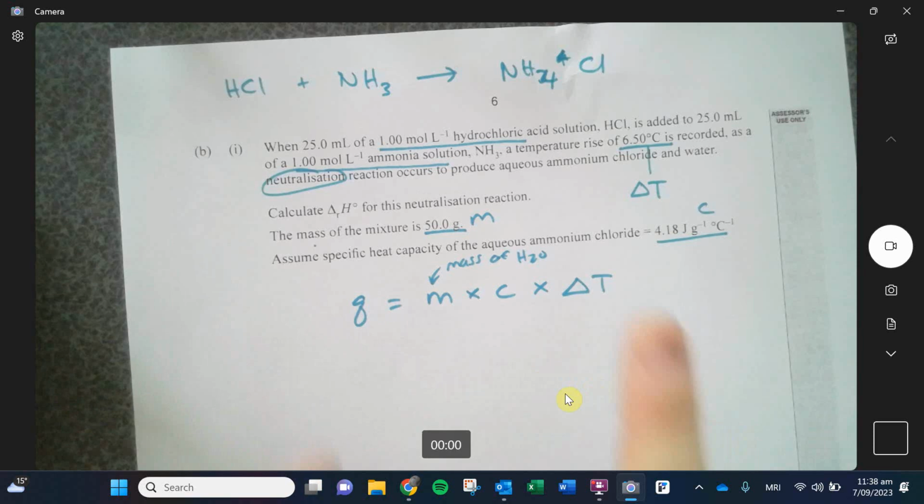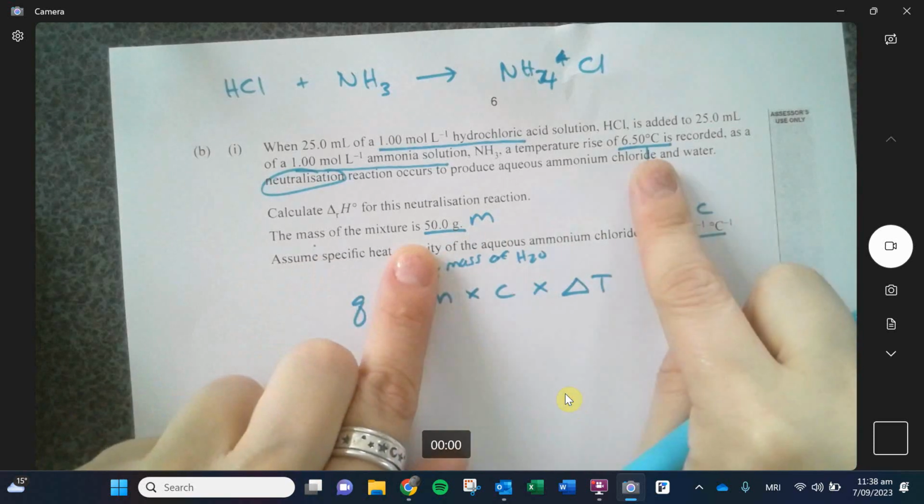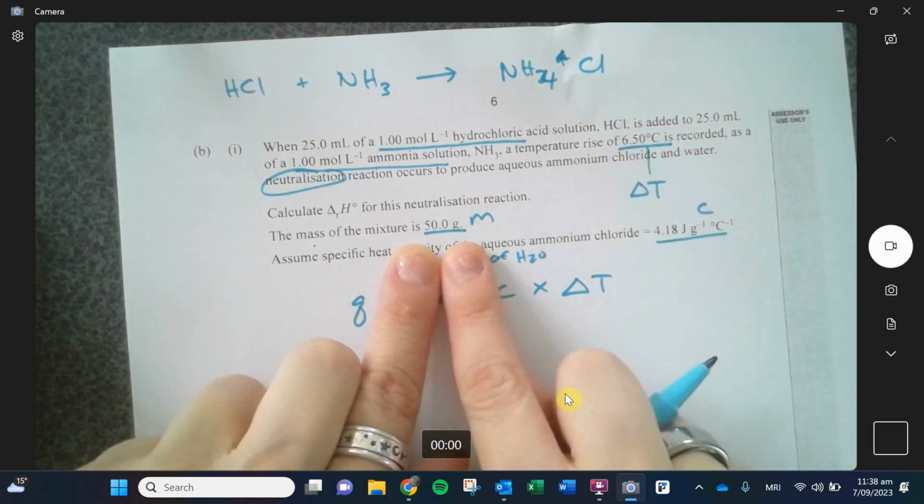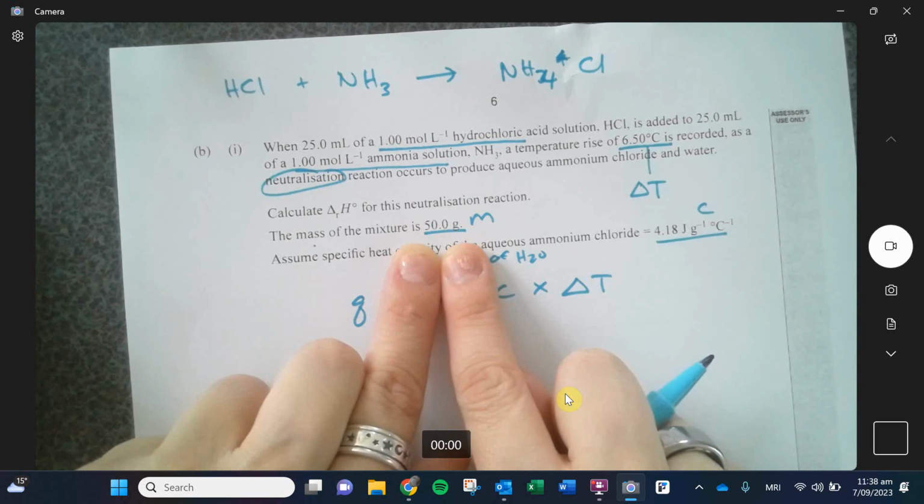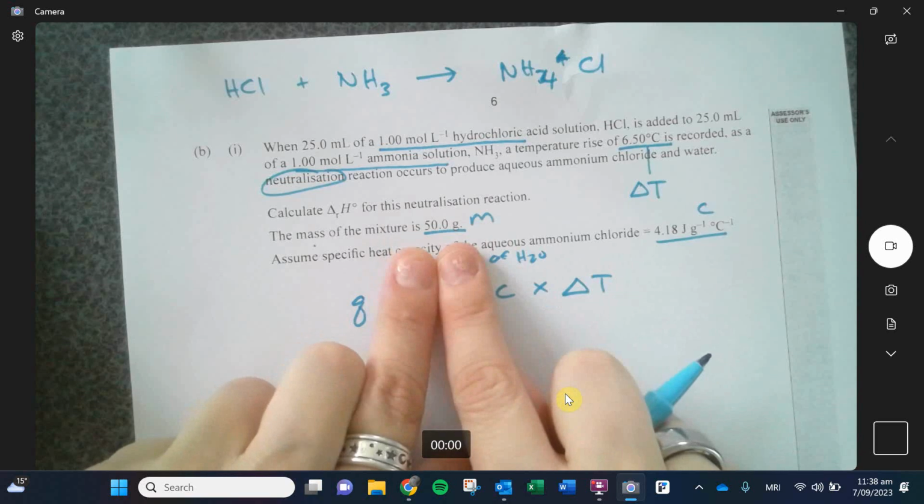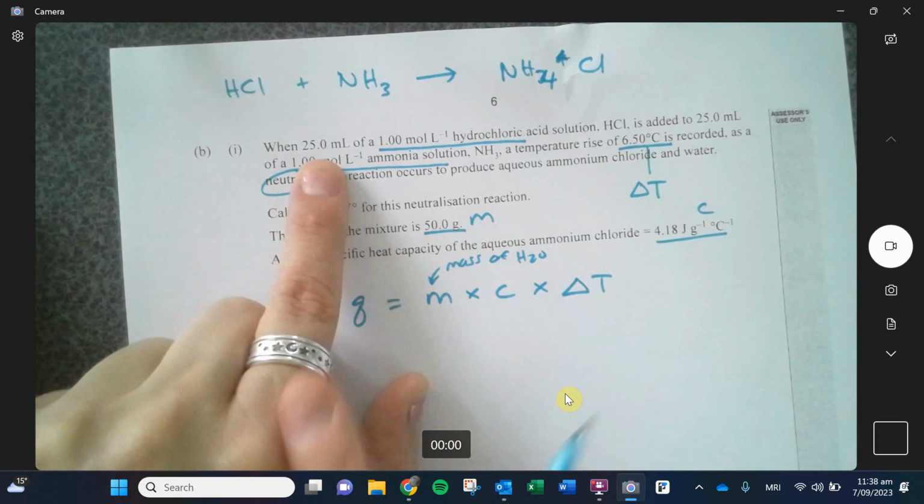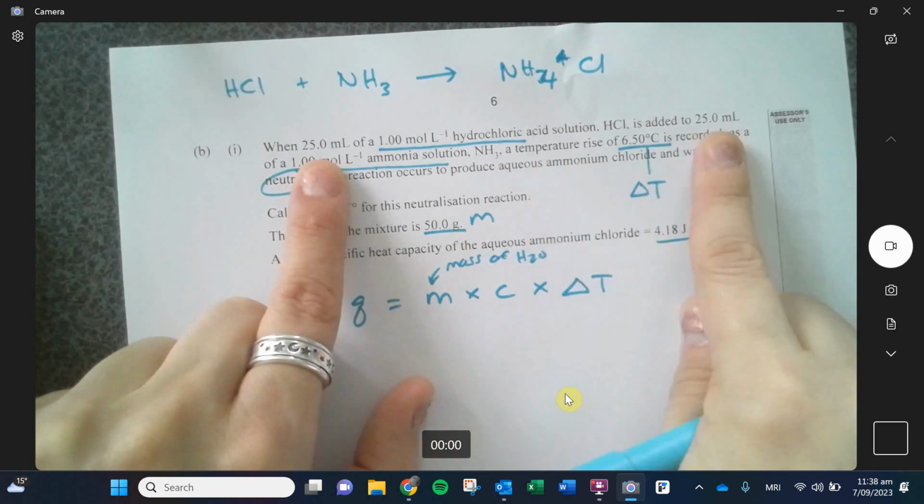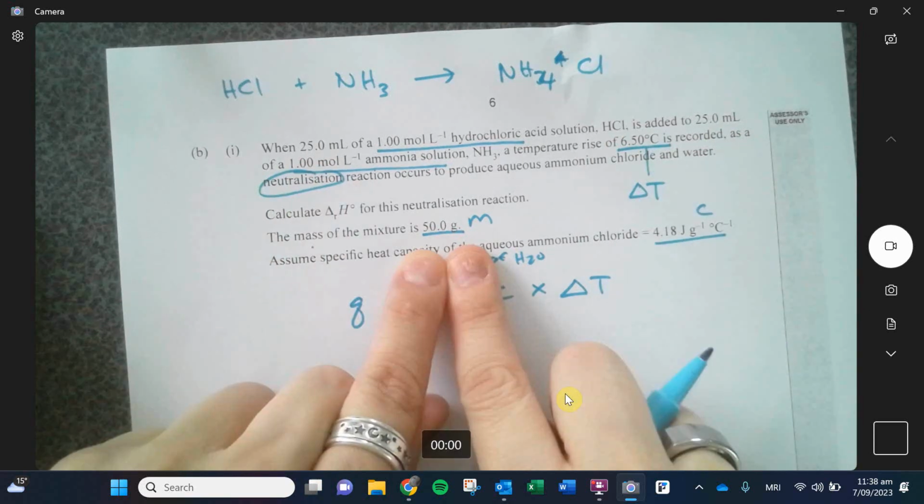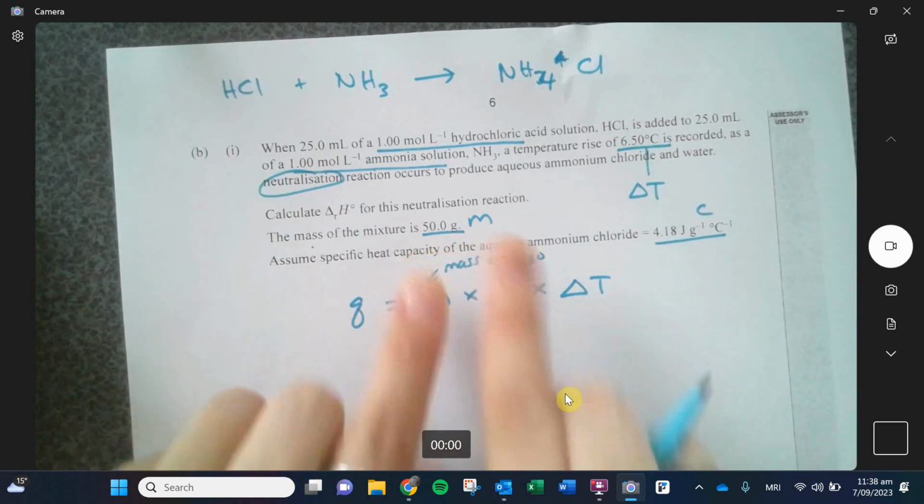Yes? Okay. So this temperature change is occurring in 50 mLs of water. 1 mL of water is the same as 1 gram of water. So if I have 50 mLs of solution, I have 50 grams of water. Okay? I also know I have 50 grams of water because I've mixed 25 mLs of acid with the 25 mLs of base. So 25 and 25 equals 50. So that's how I got the mass of water.